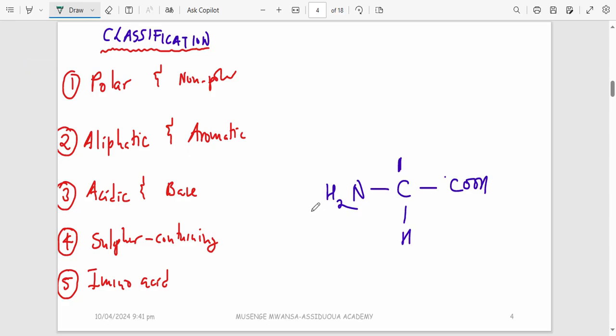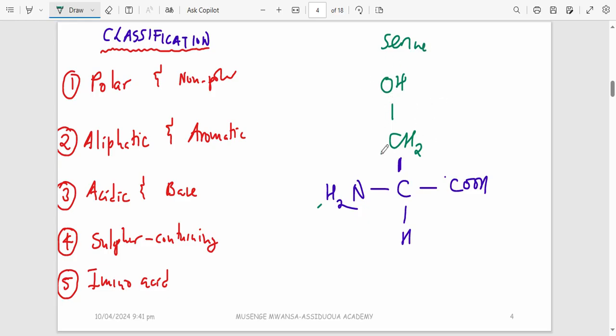Let's talk about serine. Now serine, because it contains an OH, we can classify it among those amino acids that have got an alcohol. So we call them hydroxyl containing. Just like we have got sulfur containing, we also have hydroxyl containing. Do you get that? So this is known as serine. Serine contains a hydroxyl. So now let's see.